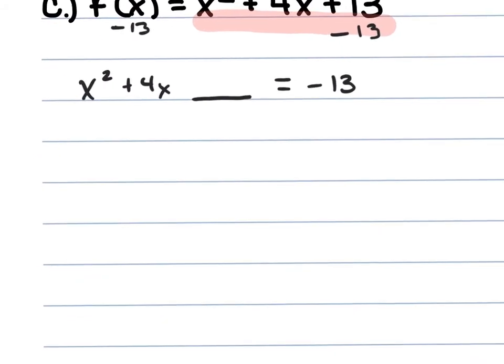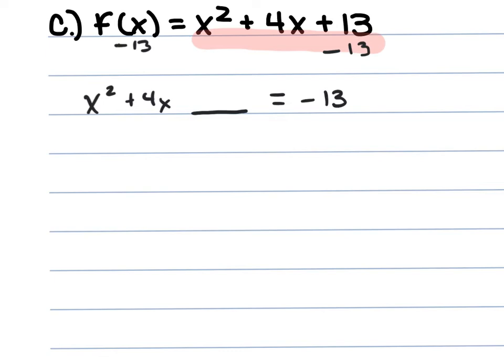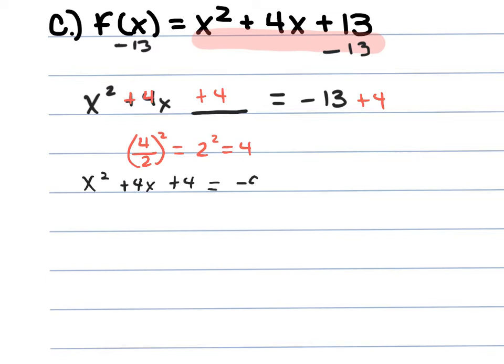Okay. Talk to me. What am I going to do? Okay, half of 4, and then square it. What is half of 4? 2. And 2 squared? 4. So I'm adding 4 to both sides, which puts me here. x squared plus 4x plus 4 is equal to negative 9.